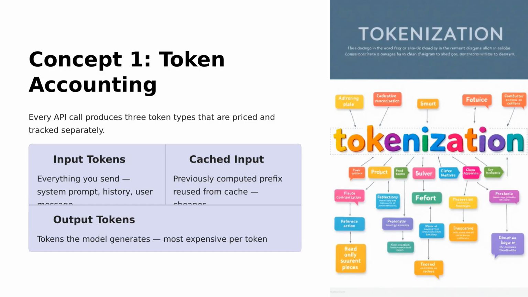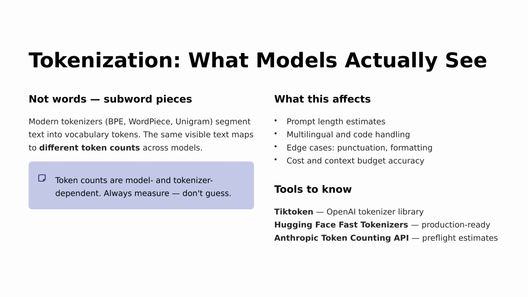Concept 1 is token accounting. Every API call is measured in 3 token categories, and each one is priced separately. First, input tokens. That's everything you send in, like the system prompt, conversation history, and the user's message. Second, cached input, which is reused prompt content the system can pull from cache at a lower cost. And third, output tokens, the text the model generates, which are usually the most expensive.